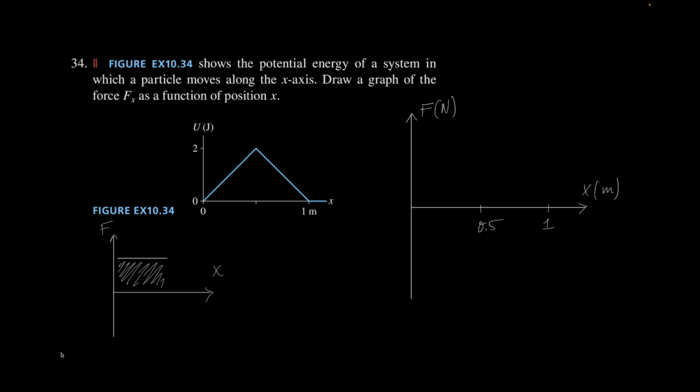Now, in this case, I have how energy changes with x. So if I take the slope of that graph right here, the slope is going to be 2 over 0.5, and it's going to be 4.